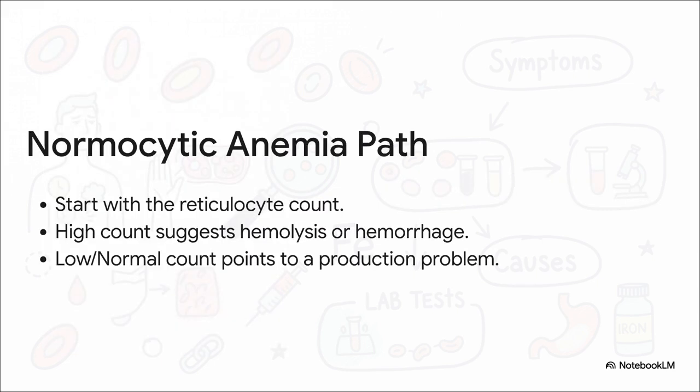The first thing we check is, once again, the reticulocyte count. If it's high, it tells you the bone marrow is pumping out cells like crazy. Why? Because they're either being lost, like in a hemorrhage, or they're being destroyed too early, which is hemolysis. But if the count is low, it points back to a production problem, things like anemia of chronic disease, or maybe even a very early iron deficiency.